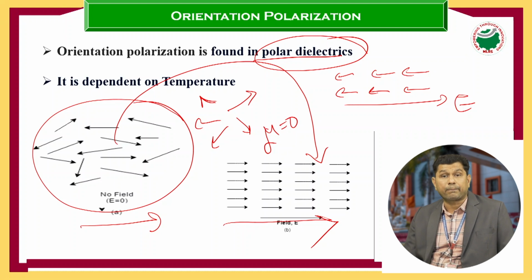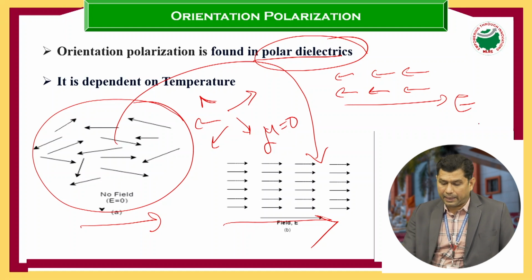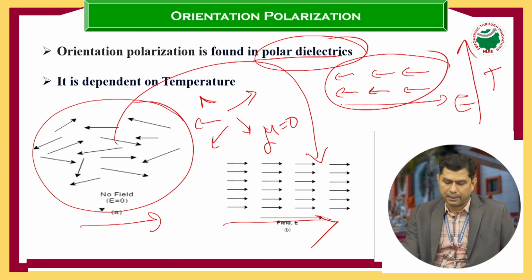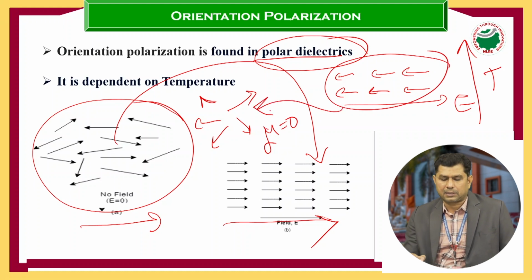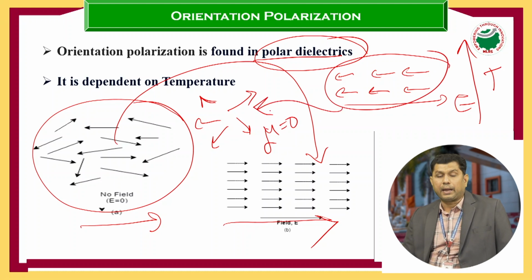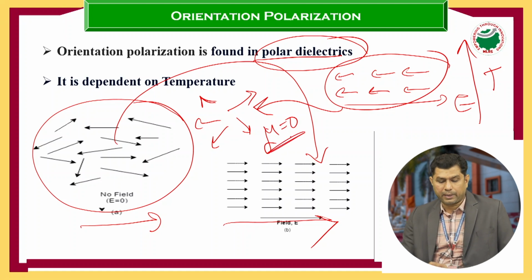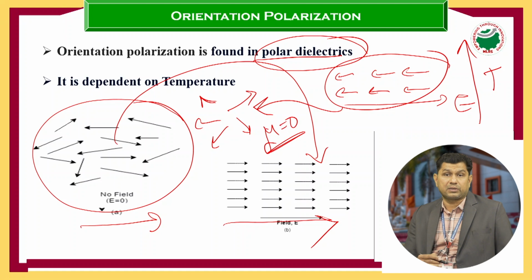But it is temperature dependent. Again, if you increase the temperature, these systematically aligned dipoles become randomly aligned dipoles. Net dipole moment is obviously 0. This is the only polarization which is dependent on temperature.